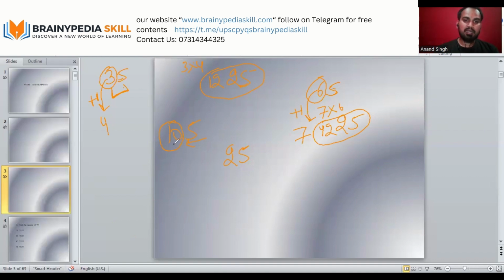So 10 means 10. Add 1 to this number, which is going to be 11. 11 into 10, which is going to be 110. So 11025 is the square of 105.